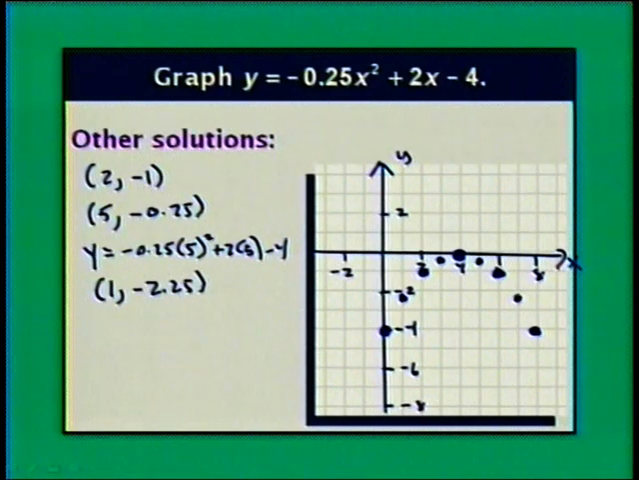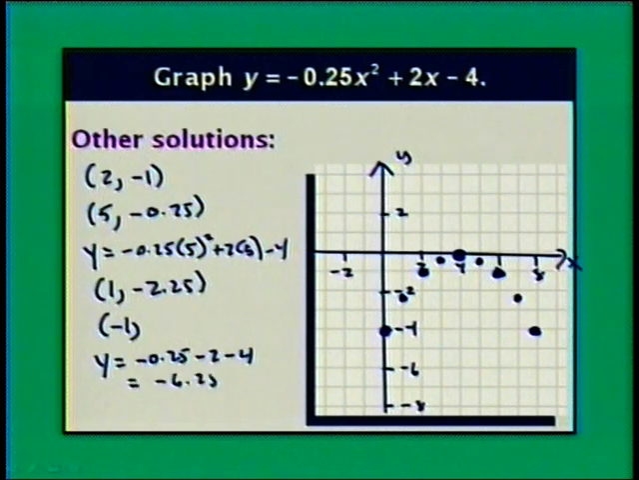Let me check to see what's happening when x equals negative 1. Well, when x equals negative 1, I have y equals negative 0.25 minus 2 minus 4. That's going to be negative 6.25. So (-1, -6.25). Using symmetry, there's going to be also a point at (9, -6.25).